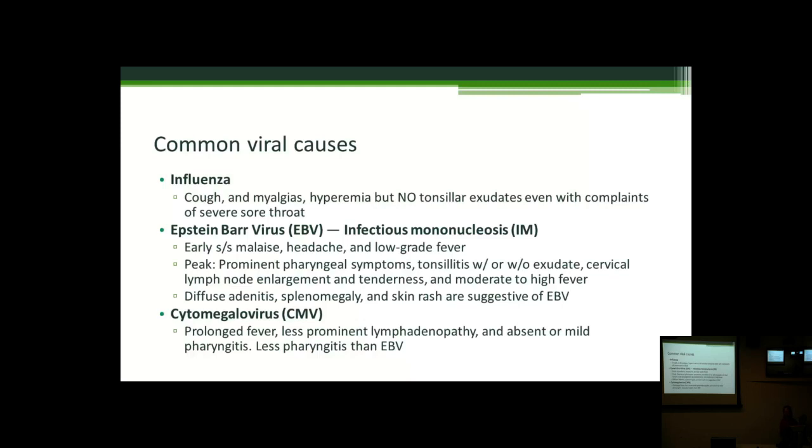Obviously, if it's advanced or it's progressed, they can develop adenitis, splenomegaly, potential rash. And so these hallmarks of the symptoms as they progress could be more characteristic for the Epstein-Barr virus. Cytomegalovirus is another viral infection, typically has prolonged fever, lymphadenopathy, with or without pharyngitis. And it's interesting that these patients with CMV have less pharyngitis than the Epstein-Barr virus patients.